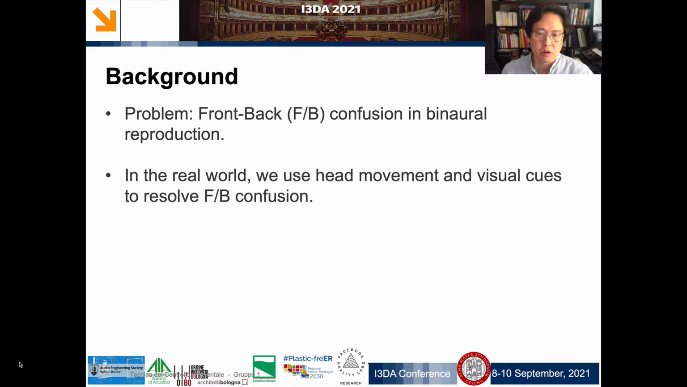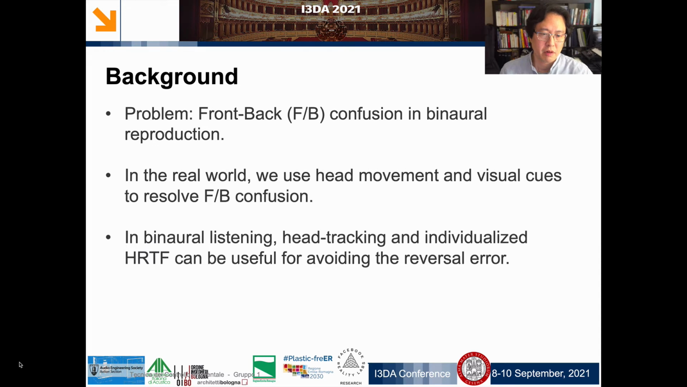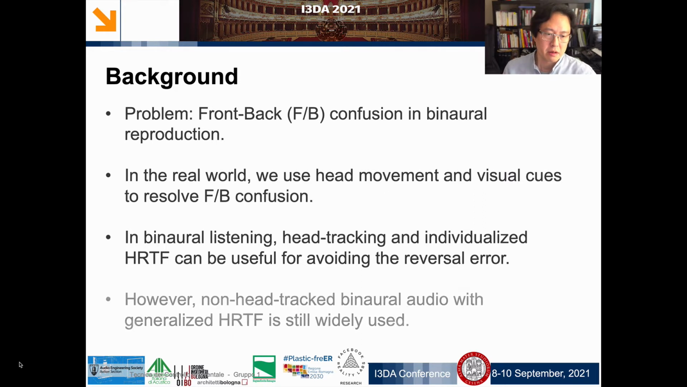In the real world, we localize sound sources not just by auditory cues, but also by using head movement and visual cues. But in a synthetic environment, in binaural listening, head tracking and individualized HRTF can be useful for avoiding such a reversal error. But non-head-tracked binaural audio with generalized HRTF is still being used widely, so it's important to consider this kind of non-head-tracked scenario where front-back confusion can be more serious.